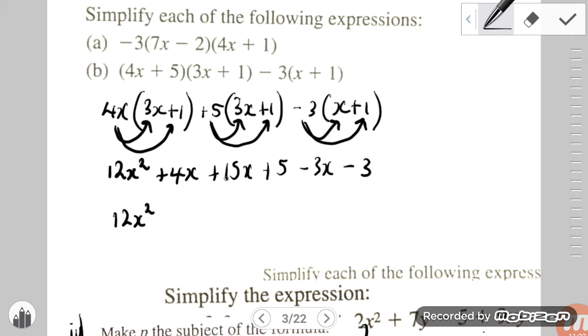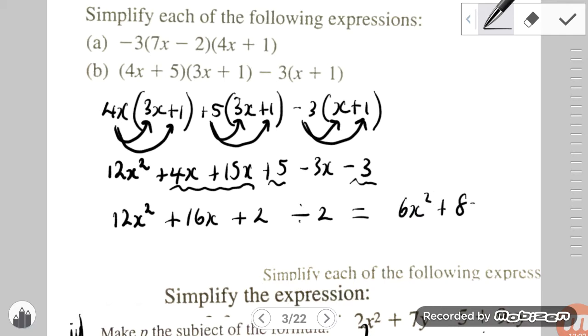The 4x with the 15x gives us 19x, so these two here give us 19x. And 19 minus 3 gives us 16x. And then 5 minus 3 gives us 2. Okay? And that's it. If you want to simplify this even further, we could divide through by 2 to get a simplified version. So this is 6x squared plus 8x plus 1. That's a simplified version for 12x squared plus 16x plus 2.